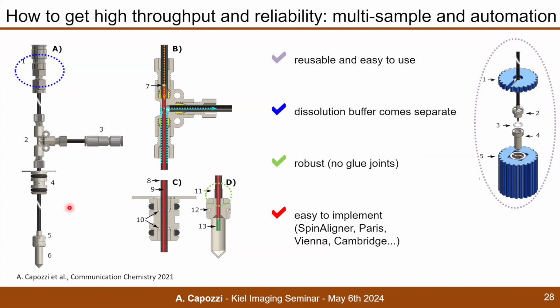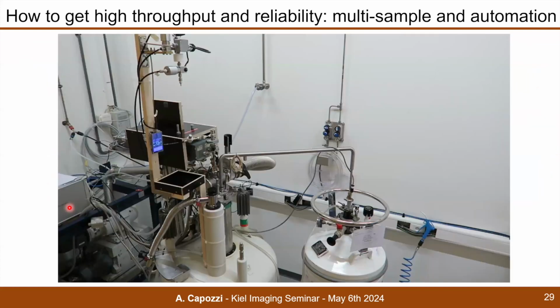So besides the SpinLab, we also implemented fluid paths on custom-made polarizers in Paris, in Vienna, in Cambridge, in Lund, etc. I think there are now 7 or 8 labs using this dissolution technology, separate from labs with a SpinLab. And when your sample cup is flexible, everything gets easier.